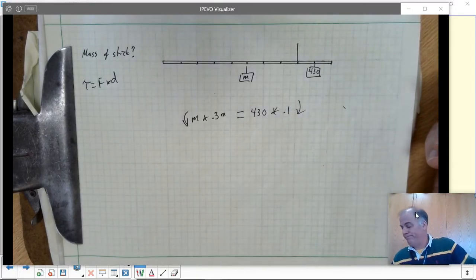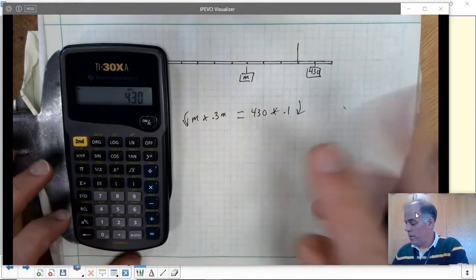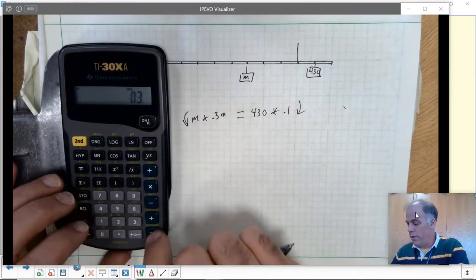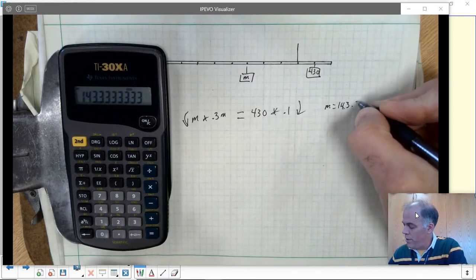And now we just solve for m. So we have 430 times 0.1. We're going to divide that by 0.3, and we get m is equal to 143.3 grams.